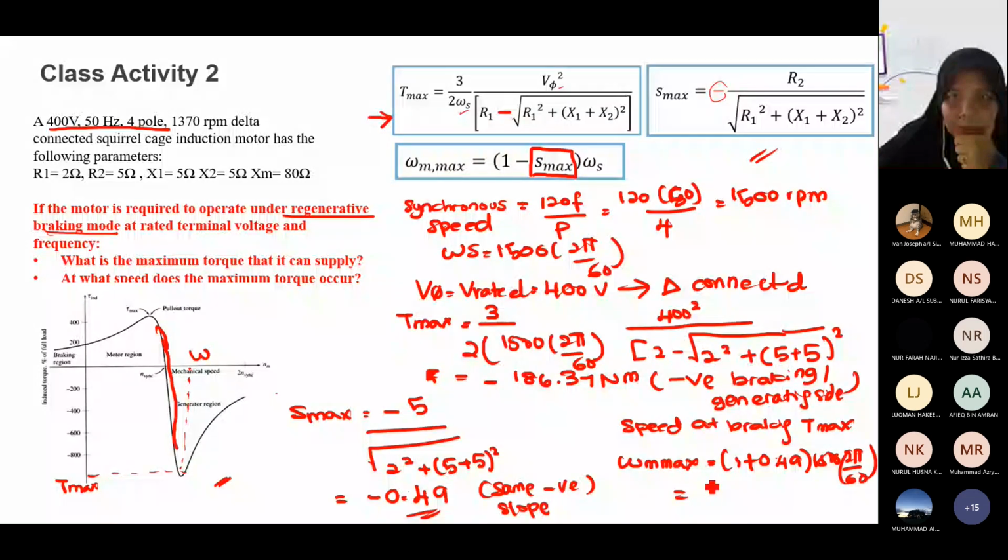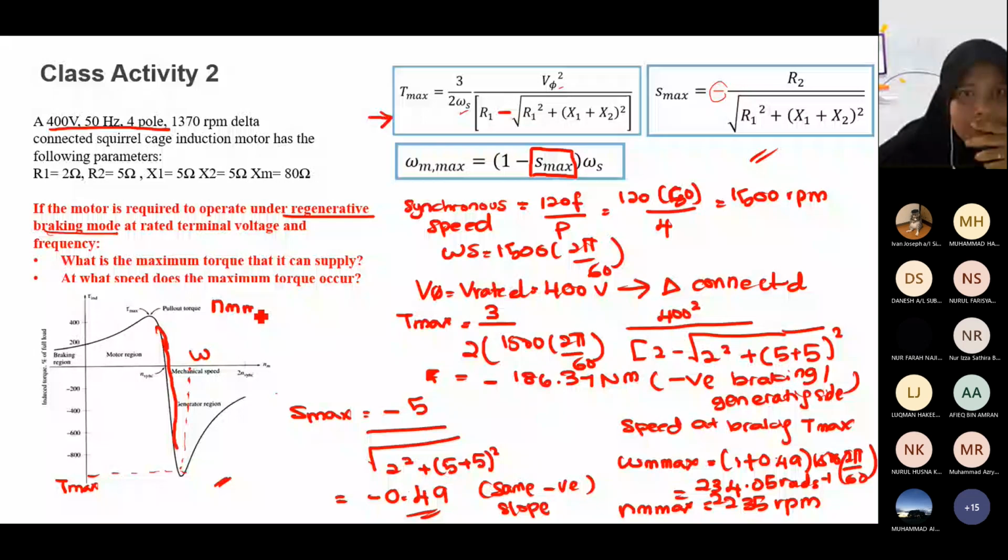234.05 radian per second. What about in RPM? Boleh nampak tak saya tulis ni kan? 2235 RPM. Boleh nampak tak? Saya tulis kat sini lah. So based on the calculation, Nm max equal to 2235 RPM.